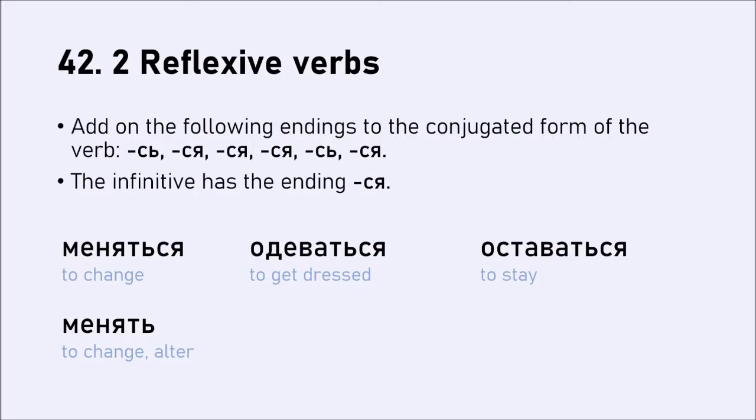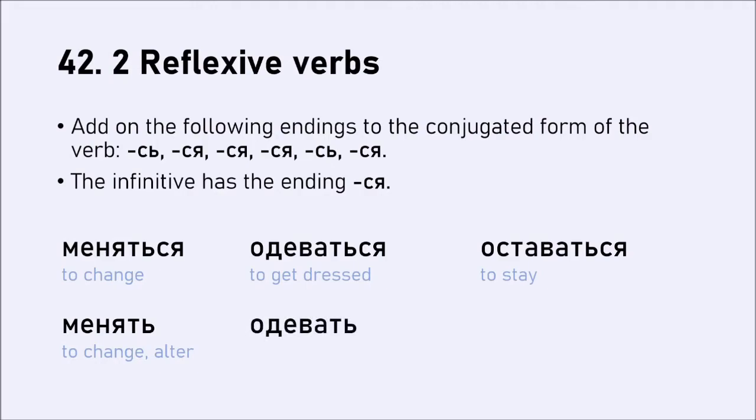If the climate was actually performing some kind of change on something else, then we could use менять. But because the change is in relation to the climate itself, then it's меняться. Okay? What about одеваться, to get dressed? Removing the suffix will give us одевать.